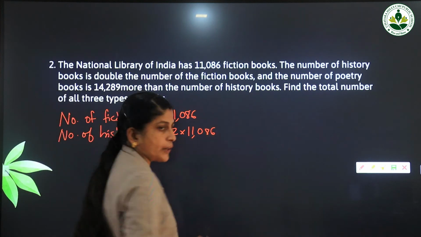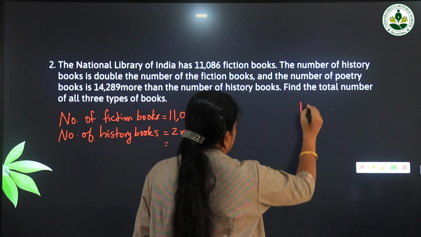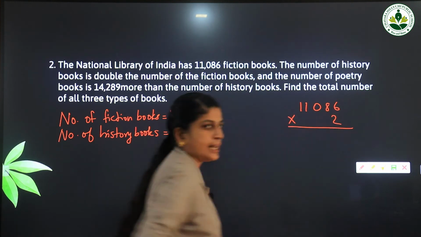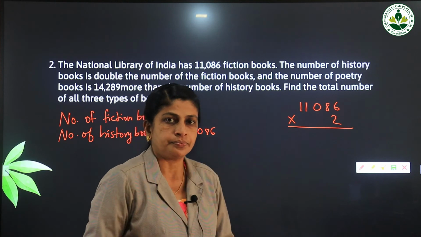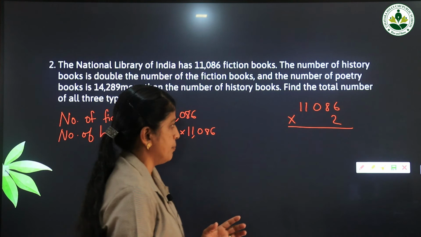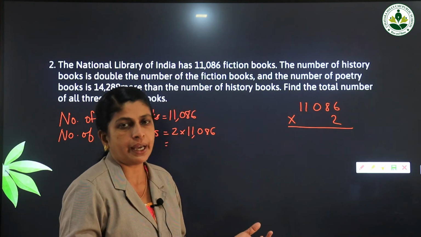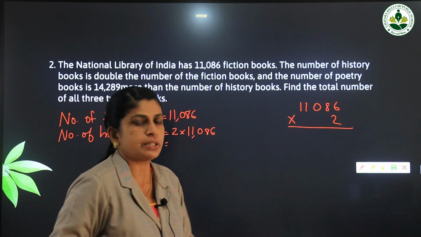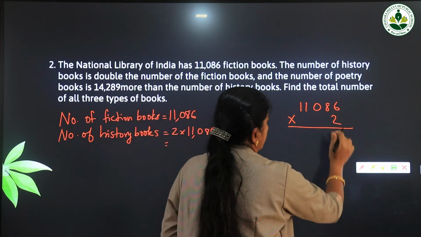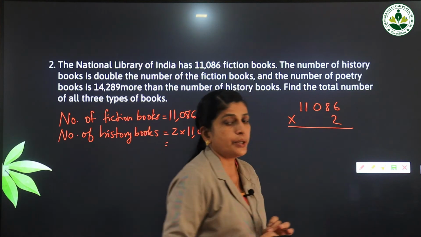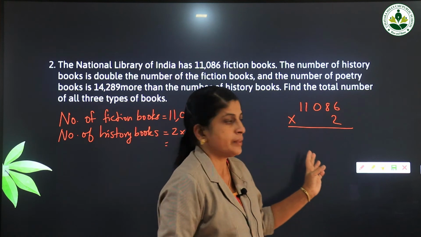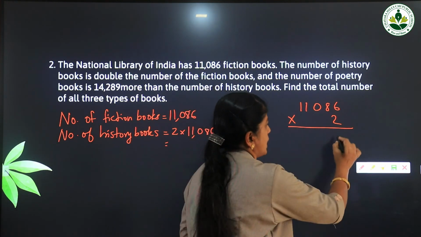Therefore, we need to find out that answer. 11,086 into 2. We have studied the multiplication of numbers now. This is a 5-digit number multiplied by a single digit number. It's the same. If you multiply a 3-digit number by a single digit number, the process is the same. The steps are the same. Therefore we can multiply. 2 into 6. Everybody knows the multiplication table of 2, no? 2 sixes are 12.